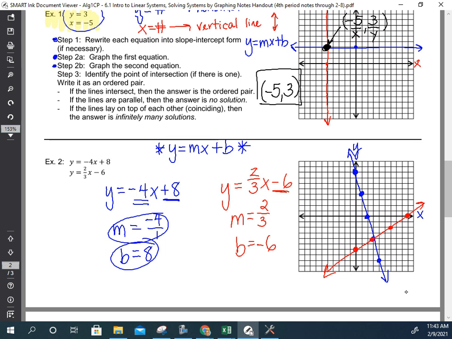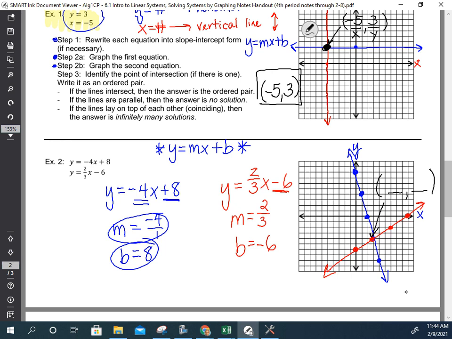So, did the lines intersect? Did they cross? Do these lines cross each other? That's going to determine what kind of answer we have. The lines cross each other. They meet right there. So we have to identify what is the x value and what is the y value.